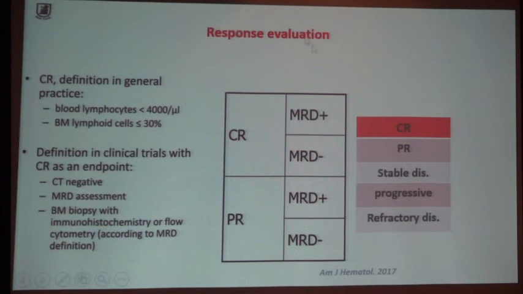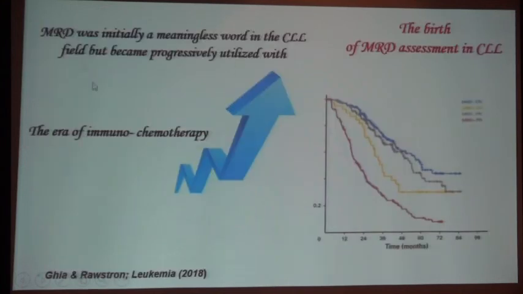We want to know the response of the patients. The patient enters into CR with MRD positive or MRD negative, or PR with MRD positive or negative. Of course, the definition of complete remission or the MRD clone is that you have fewer leukemic cells: preferably blood lymphocytes less than 4,000 and bone marrow less than 30, with clinical aid. Now the birth of MRD assessment in CLL started with the era of immune chemotherapy. And here MRD-negative CR is of course better than MRD-positive CR, with a very good progression-free survival of the patient.